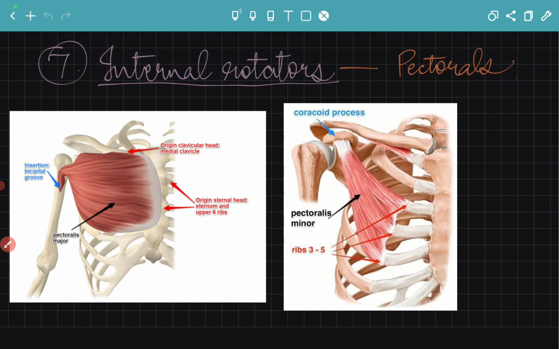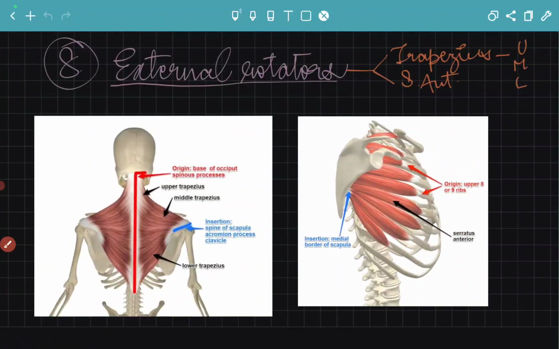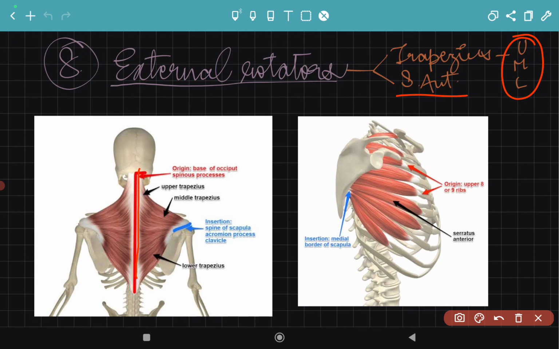Now external rotation of the scapula is done by all three fibers of trapezius, upper, middle and lower, and serratus anterior, as we had already seen. The origin as well as the insertion of the trapezius: insertion, that is the attachment, is over spine of scapula and acromion process, and it contributes in external rotation. And the serratus anterior, again having attachment at the medial border of scapula, does external rotation of the scapula.